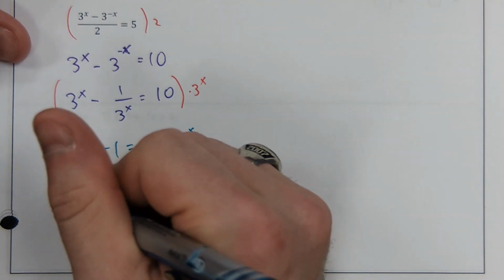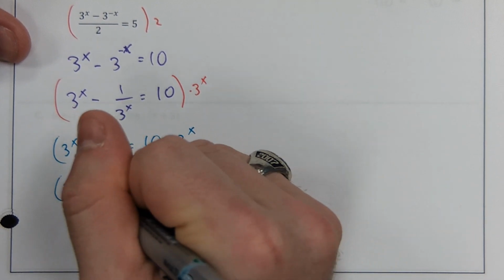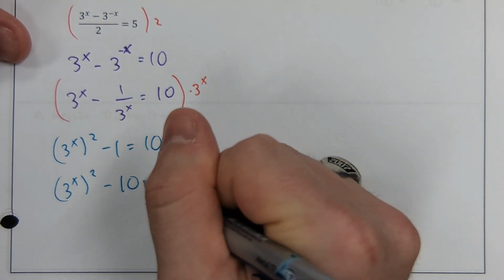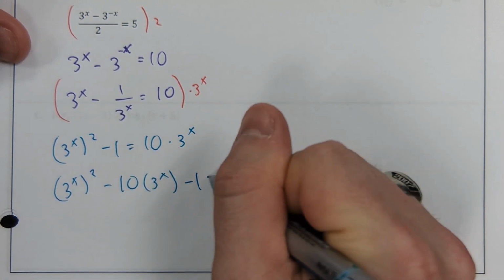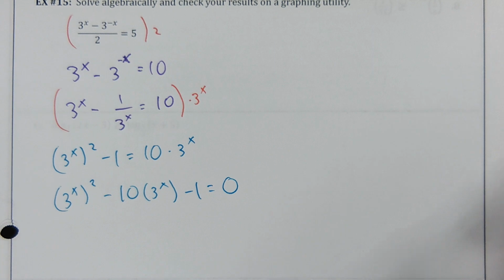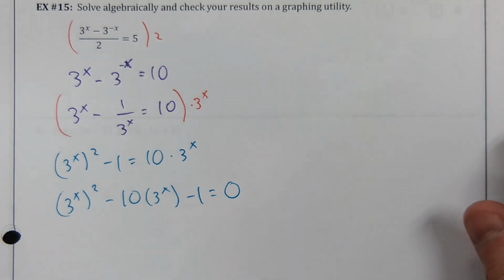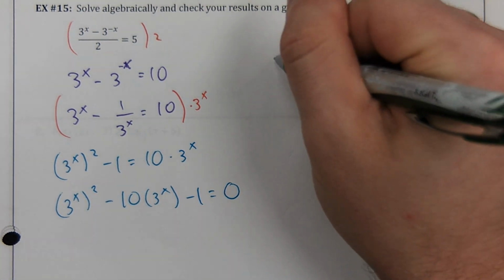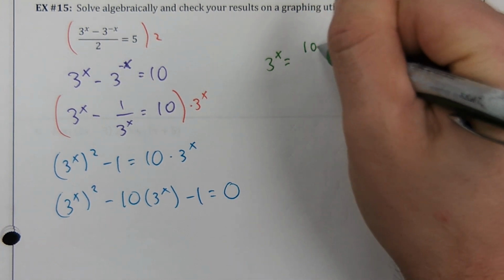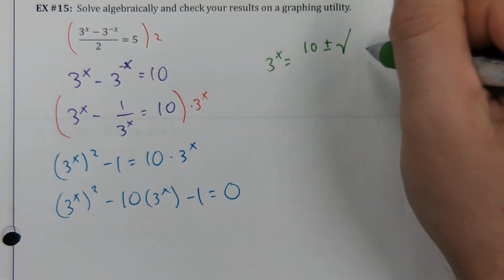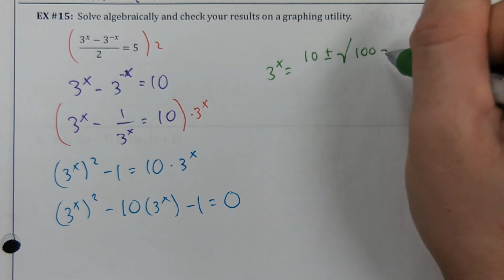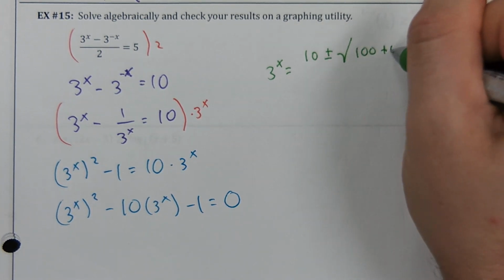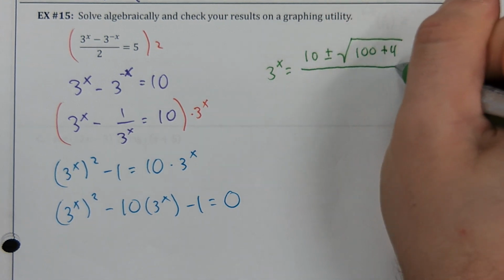If you bring it all to one side, would you believe that you're going to have to do the quadratic formula again? Isn't that awful? But it's okay. But instead of saying x equals, we say 3 to the x equals, because that is our variable expression. So 3 to the x equals negative b plus or minus root negative 10 squared minus 4 times 1 times negative 1, all over 2a.